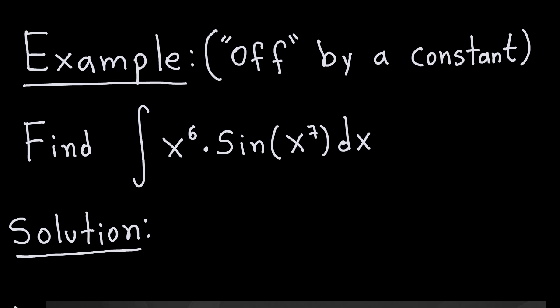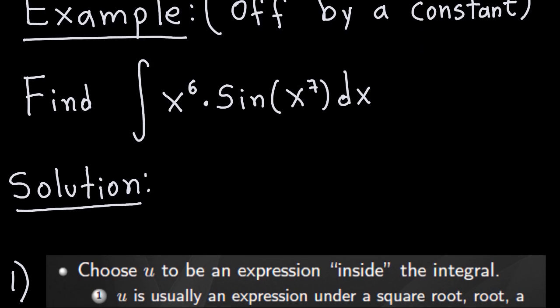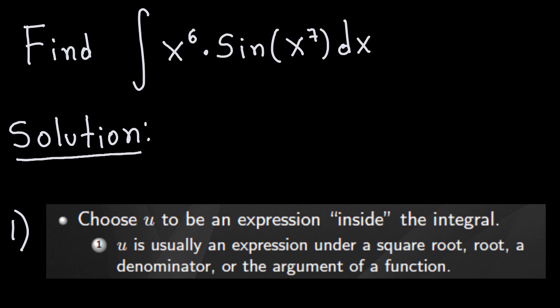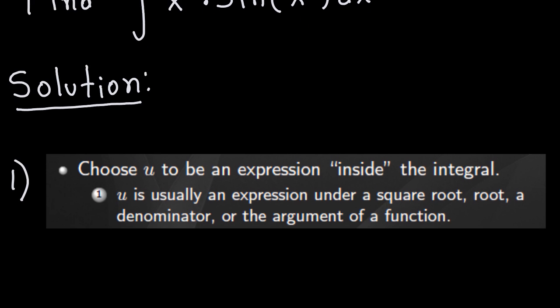Now, the first thing we always do, because we are using a substitution, is choose u, an expression inside the integral. Remember, it's usually an expression under the square root, the root, the denominator, or the argument of a function. If you look at this expression, I don't have a denominator or a square root. The only thing I have is the argument of a function, the sine. So let's try, for example, this guy here.